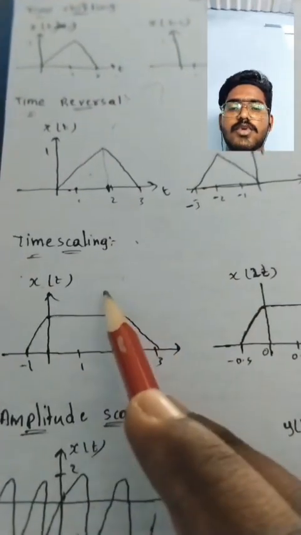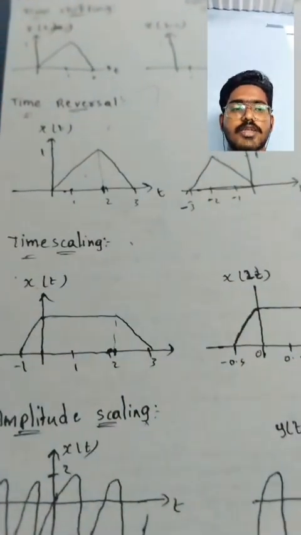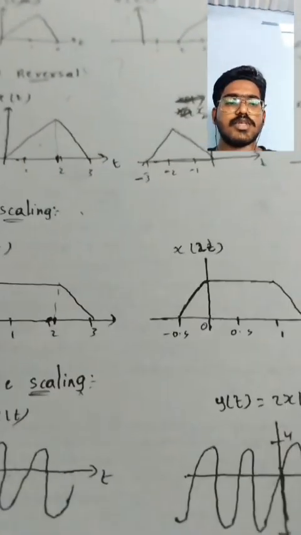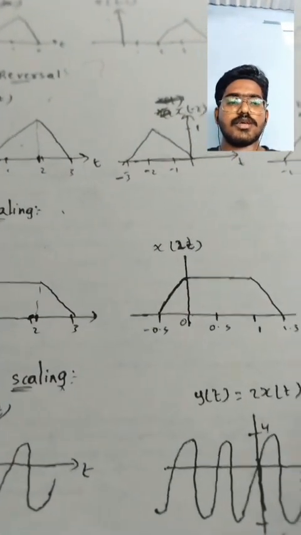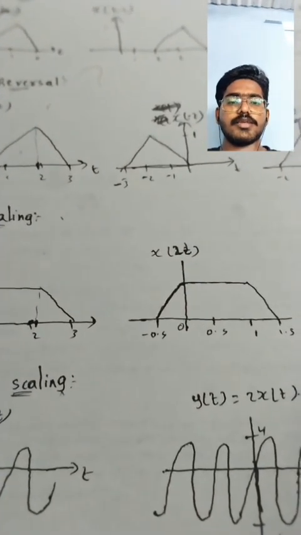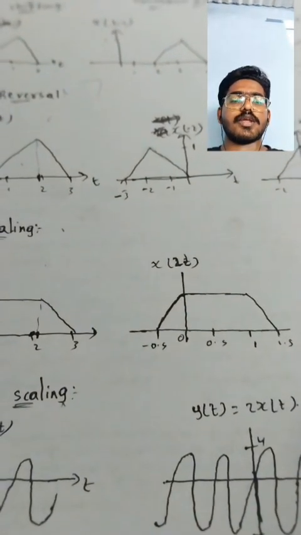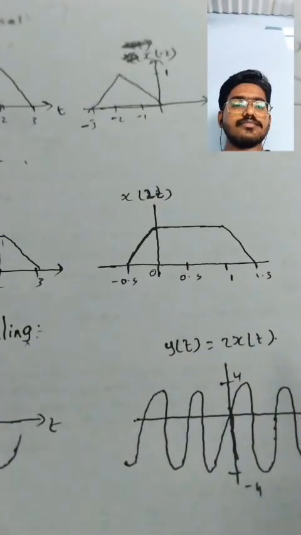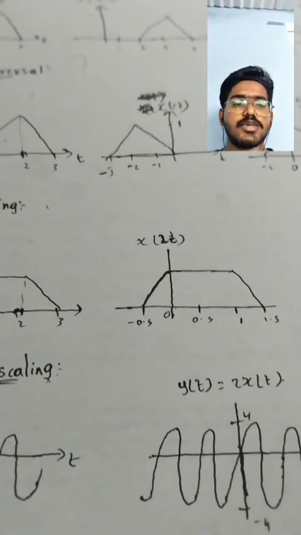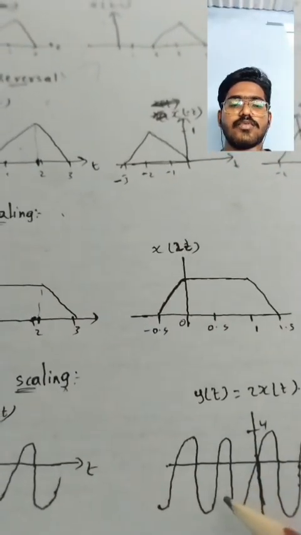And we come to the time scaling. Time scaling changes the rate of the signal. If we compress the time, the signal plays faster. If we expand the time, it plays slower. For example, in video playback or speech processing, scaling is often applied.